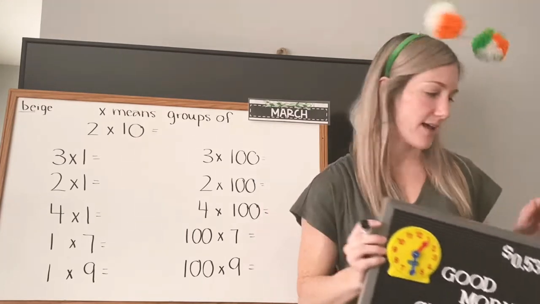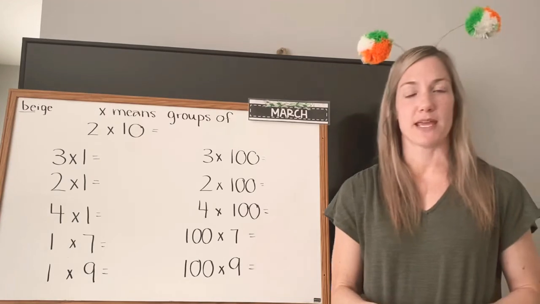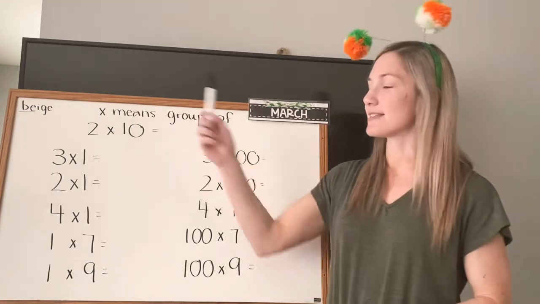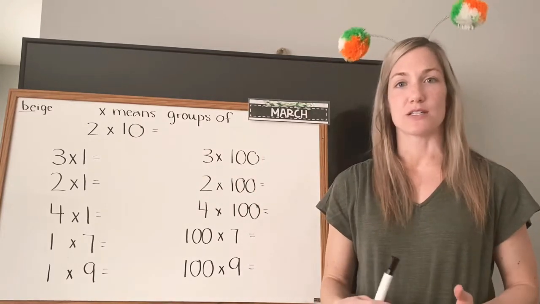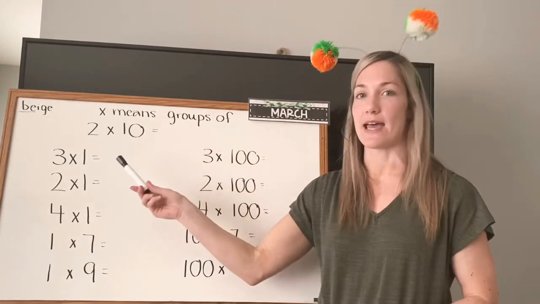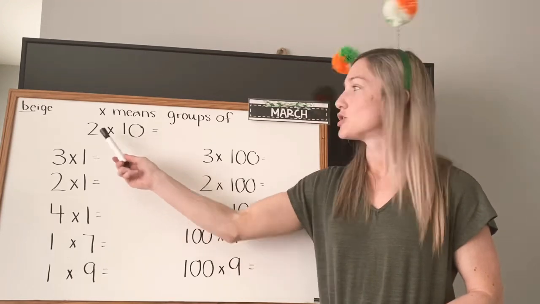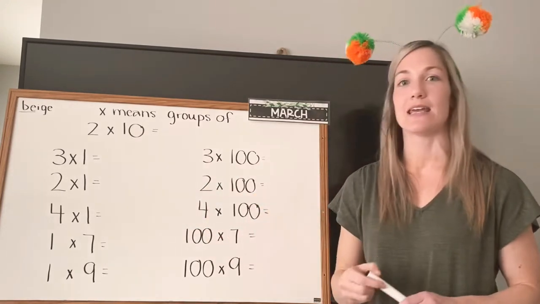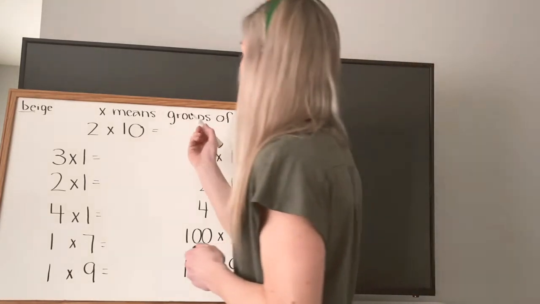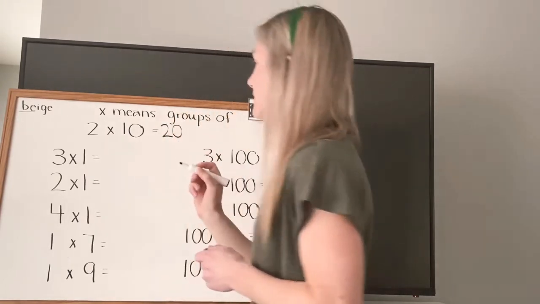Let's take a look at our lesson today. We have already started multiplication. So before we left school, we started multiplication. So we know that the X in math actually stands for groups of. So when we multiply, if I'm reading this, it says 2 groups of 10. 2 groups of 10 equal what? If you said 20, you would be right. 2 times 10, or 2 groups of 10 equals 20.